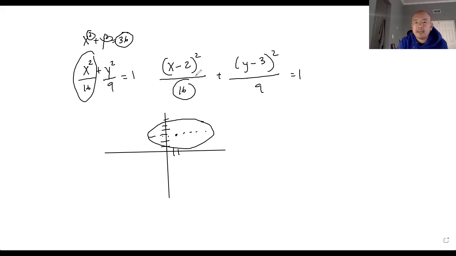And then if you had a minus sign in between here, again, whichever is positive is the major axis. So in this case, this is the positive variable.